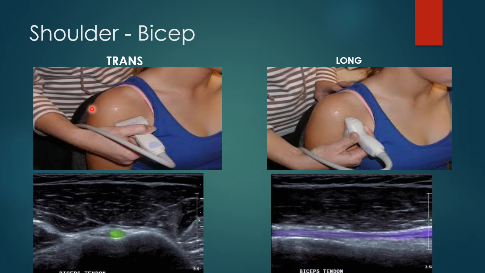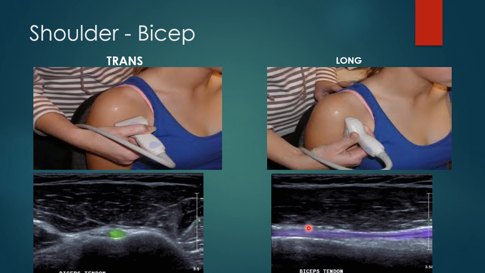This is the examination of the biceps tendon in transverse view and longitudinal view. In TS view, we see that the biceps tendon is seated in the bicipital groove with the thin transverse humeral ligament passing above it. This is the deltoid, skin, and subcutaneous tissue. In LS view, this is the normal appearance of the tendon with normal fibrillar pattern.